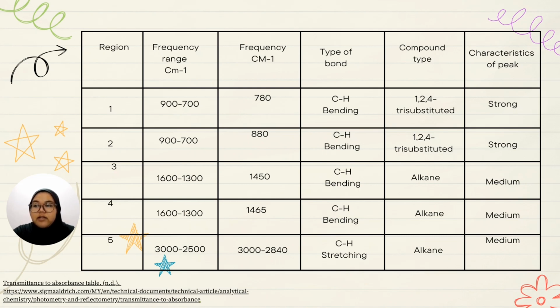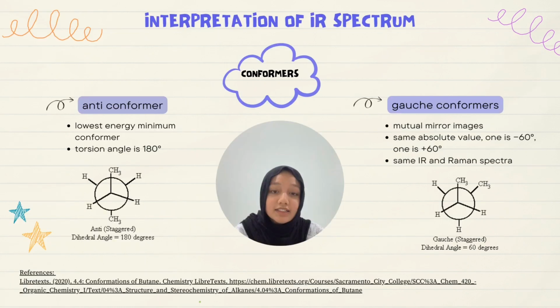And lastly, it is the biggest peak here. The frequency range is around 3000 to 2500, and the frequency is around 3000 to 2840. But this type of bond is different than others. It is C single bond H but stretching. But the compound type is still the same. It is alkane, and the characteristic of peak is still the same. It is medium.